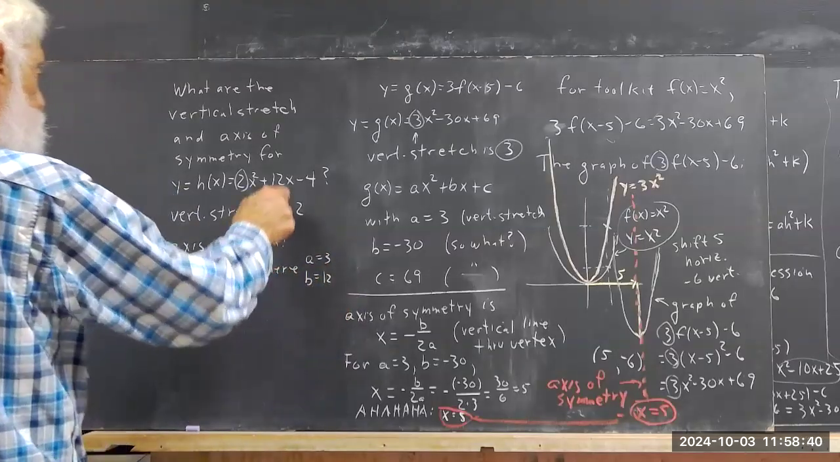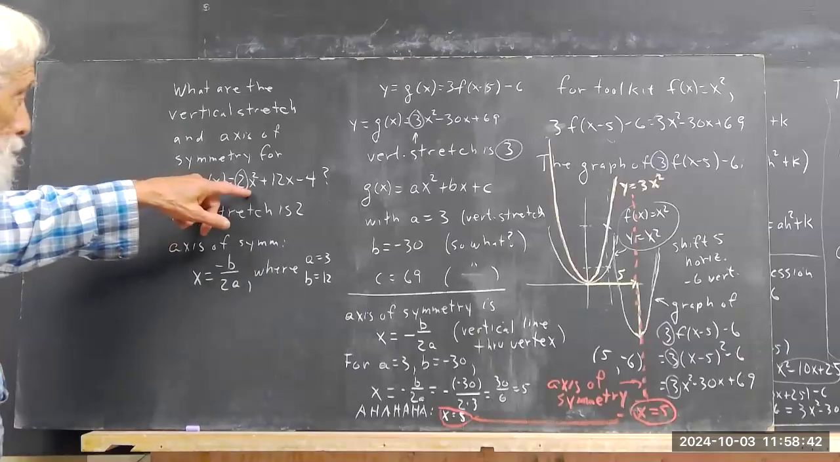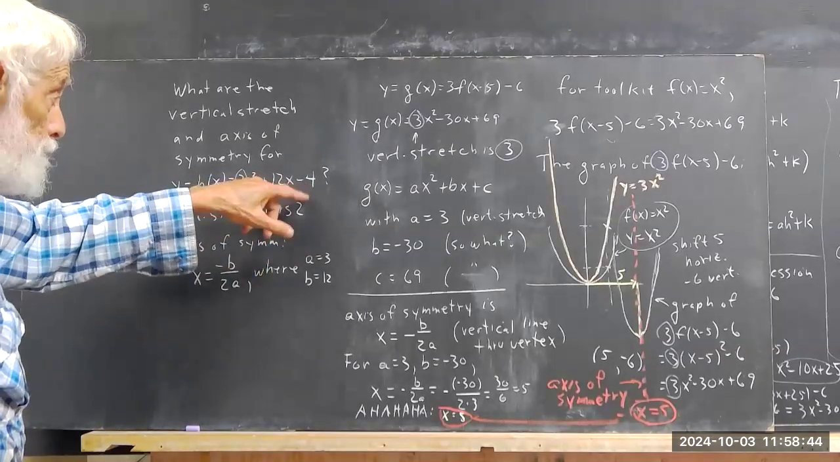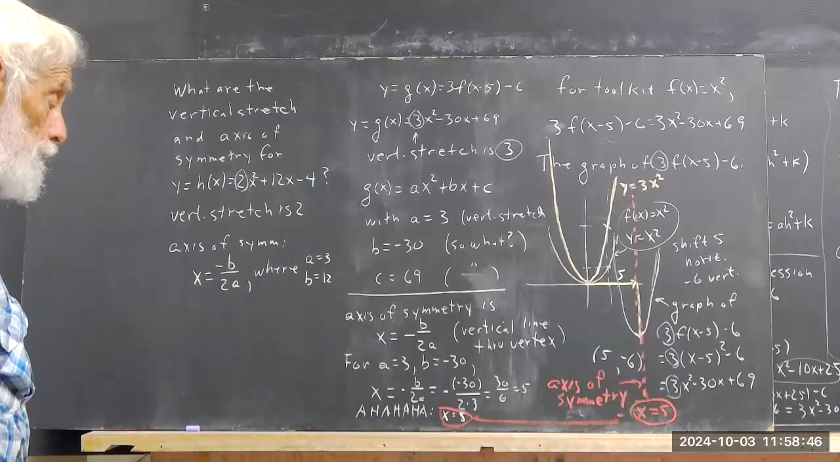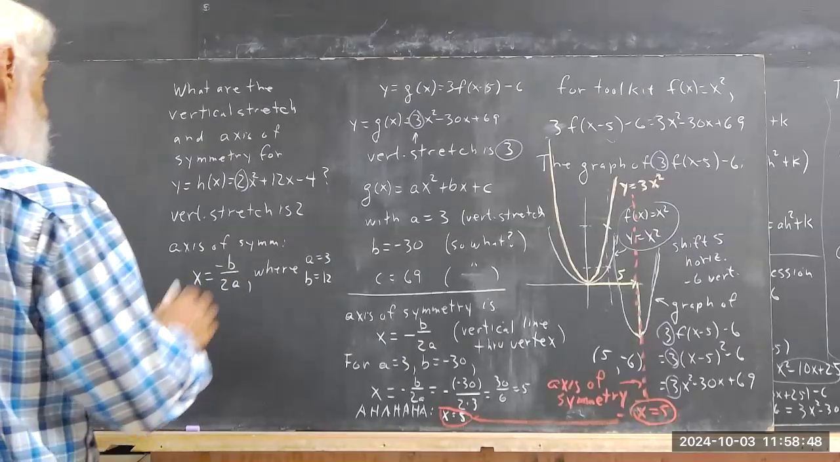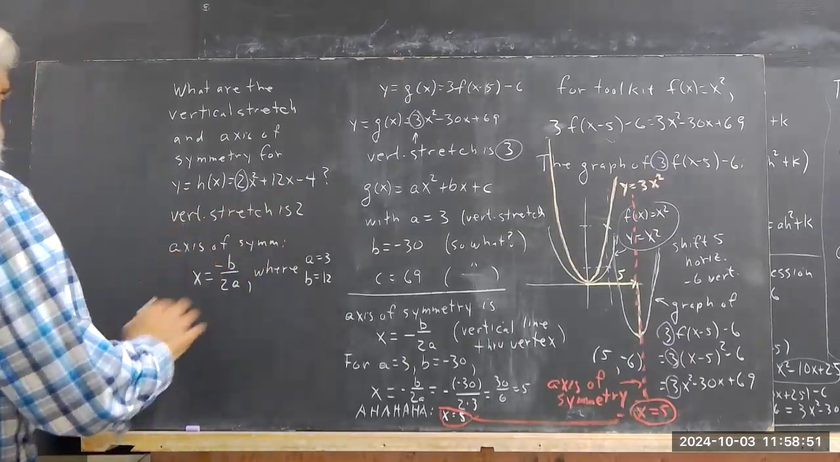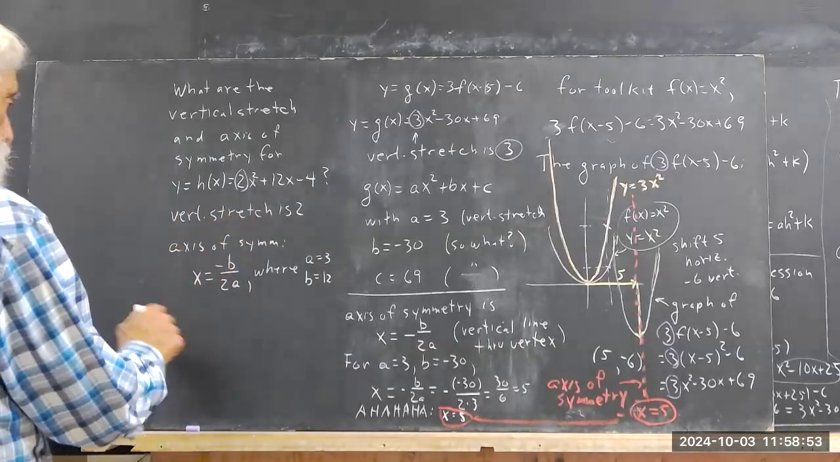A is 3 and b is 12. A is in front of x squared, b is the number in front of x, and the number you got left over there in the end is c. There are other things we can call that right now. Let's look over at the end.